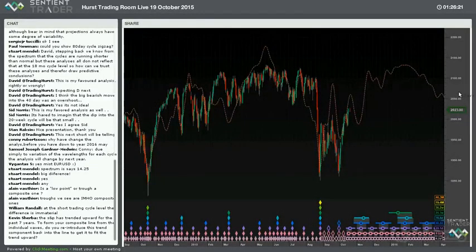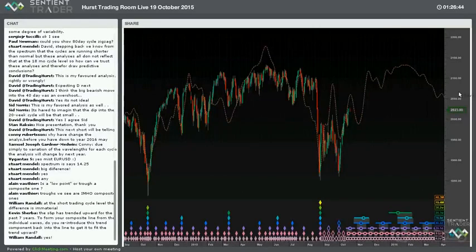William says at the short trading cycle level, the difference is immaterial. Okay, so I think William's speaking about the difference between the manifestation of the cycle troughs in price and the result of spectral analysis. He's saying at the short trading cycle level, the difference is immaterial, which is good news.